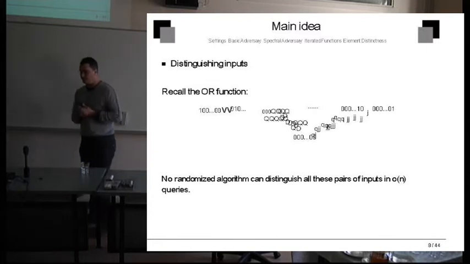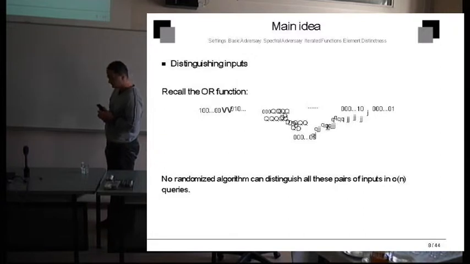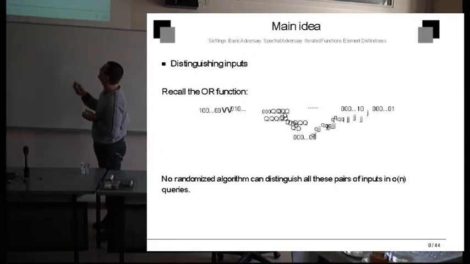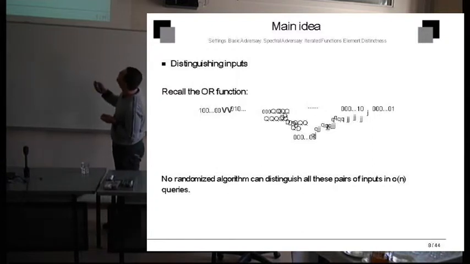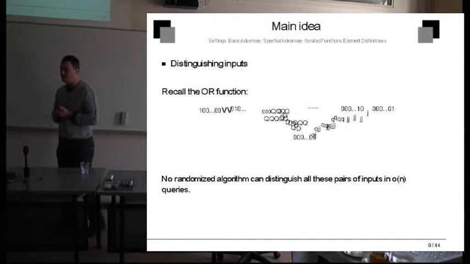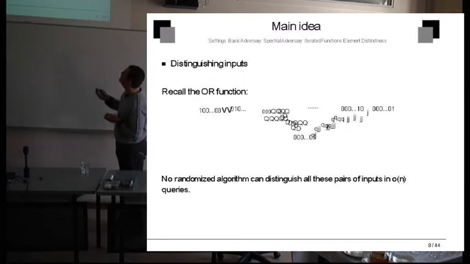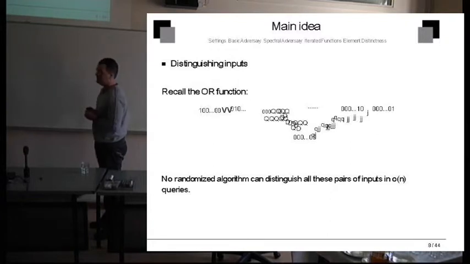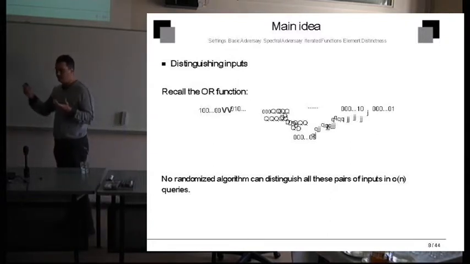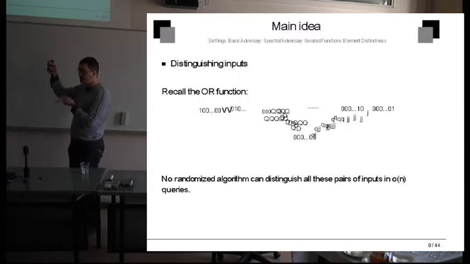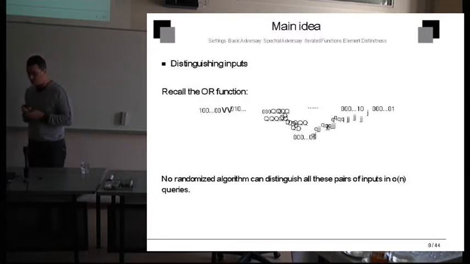Recall the OR function example that we had before. It's actually about all distinguishing inputs. So we have the negative input that consists of all zeros and a bunch of positive inputs. In the first one we have 1 followed by zeros, then the second bit set to 1, the third bit set to 1, and etc. And we have n of them. We see that no randomized algorithm can distinguish all these pairs of inputs in a sublinear number of queries. It can distinguish some of them, for example by querying the first bit, but it cannot distinguish all of them, in fact not even a majority of them. Because if it doesn't distinguish two inputs, then it cannot tell whether the input is this one or this one, so it cannot tell whether the value of the function is 0 or 1.